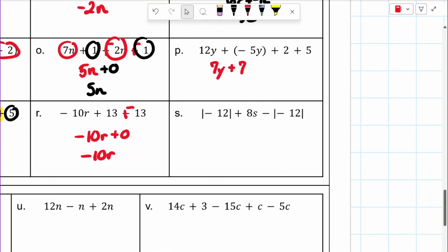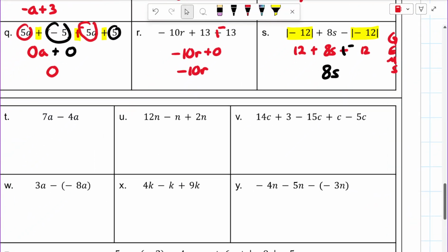The last one, the absolute value bars show up again. Those are grouping symbols, so we're going to be paying attention to GEMS, and we'll do the grouping symbols first. The absolute value of negative 12 and the absolute value of negative 12. Well, this one is 12, and this one is 12. We bring down all the signs we didn't use, this minus sign, the 8s, and the plus. We will do additive inverse to the subtraction sign, and 12 plus negative 12 is 0, and 8s comes down.